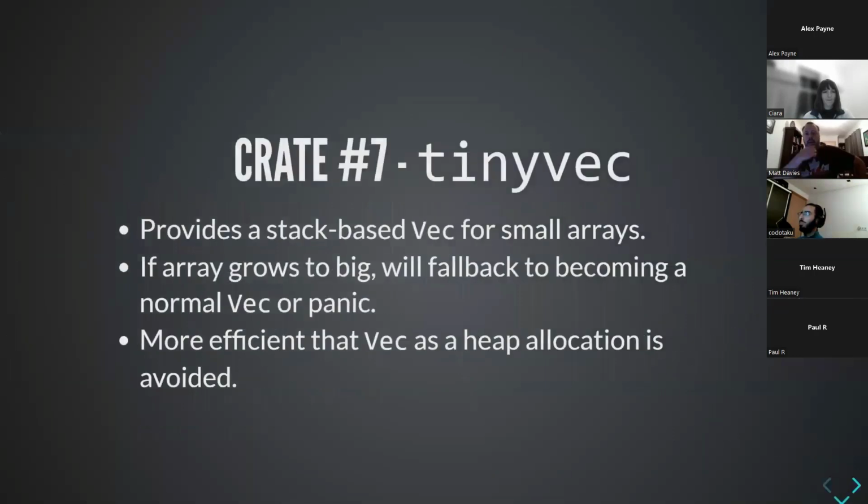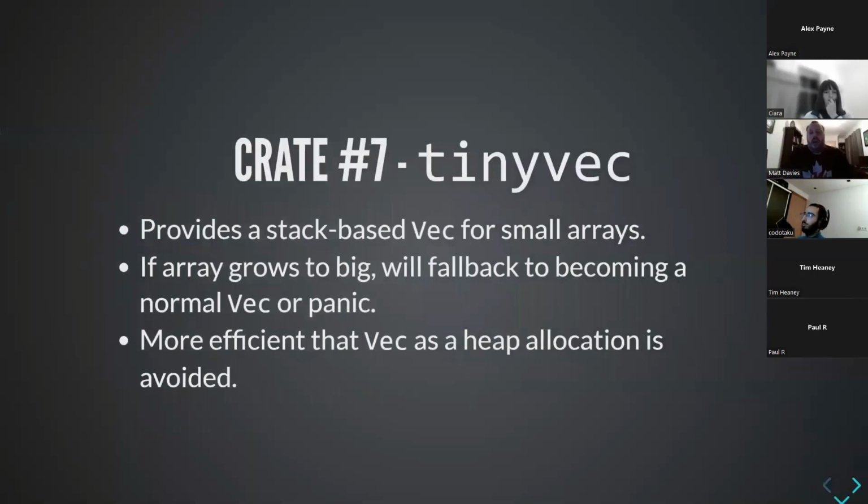All right, crate 7, Tinyvec. Now, Tinyvec is kind of an optimization crate. It's for providing a stack-based vector for small arrays. Usually Vec stores just a pointer, a size, and a capacity on the stack, but the actual contents of the vector are allocated on the heap. So whenever you create a vector and put something in it, there's a heap allocation. When you fill up a vector, that heap allocation has to grow. So that's a little bit expensive compared to just using the stack.